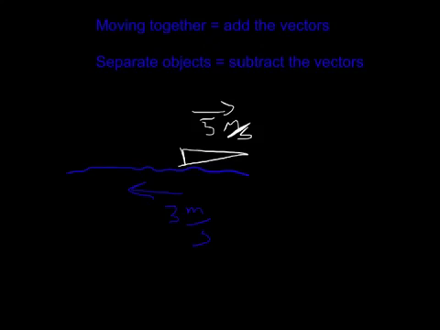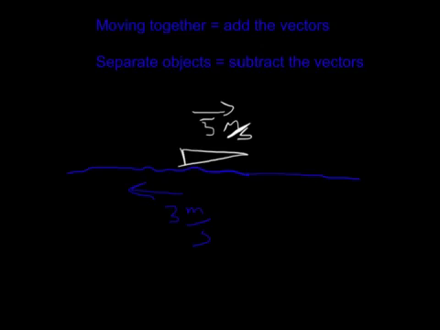So in this case, what I need to do is say, alright, the objects, let me just draw a little bit more river. The motion of the river does have an influence on the motion of the boat. So in that sense, we're going to say, oh, they're moving together. In other words, the river carries the boat this way. So in that case, I'm going to add the vectors.